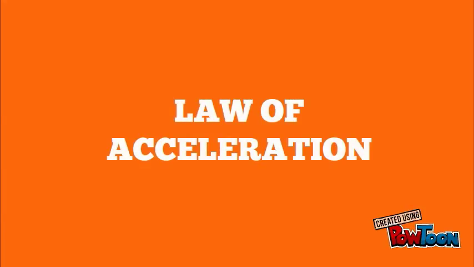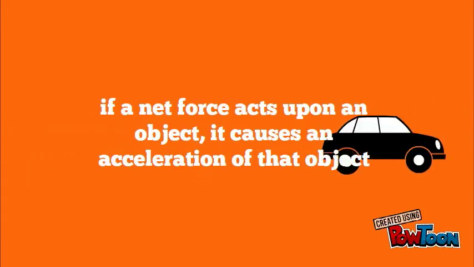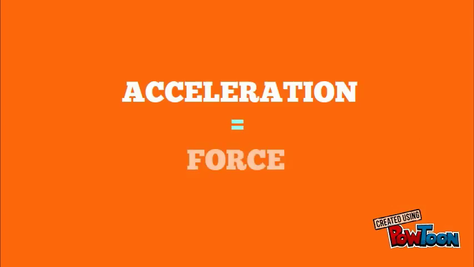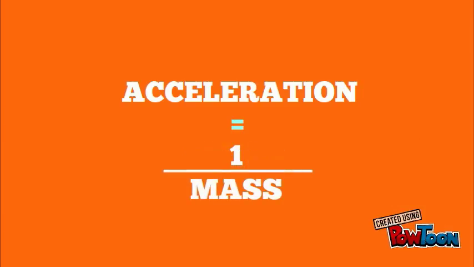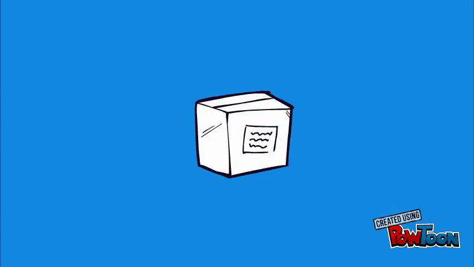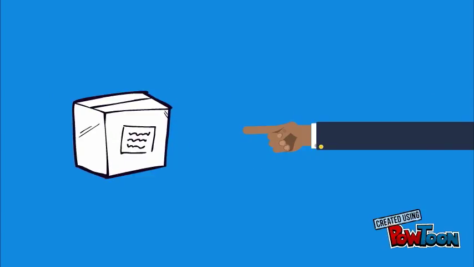Now, let's proceed to the second law. The law of acceleration states that if a net force acts upon an object, it causes an acceleration of that object. It addresses the relationship between acceleration and force and between acceleration and mass. Acceleration is directly proportional to the force exerted on an object. Let's imagine a box. The greater the force exerted on the box, the greater acceleration it will cause. The lesser the force exerted on the box, the lesser acceleration it will cause.